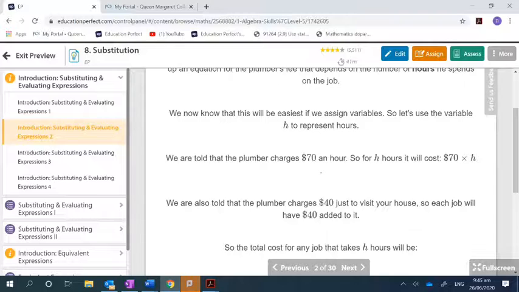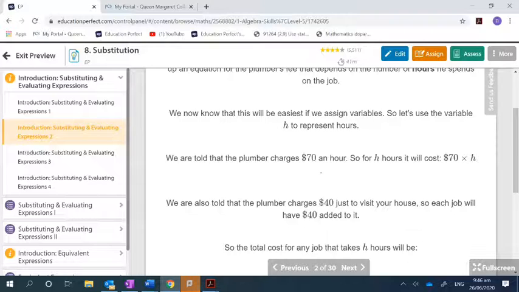We know that this will be the easiest if we assign variables for the unknown parts. So let's use the variable h to represent hours, because he charges so much per hour and we don't know how many hours he's going to take on the job. We're told that the plumber charges $70 an hour. So for hours, it's $70 times h. In other words, $70 times the number of hours that he spends. Does that make sense?